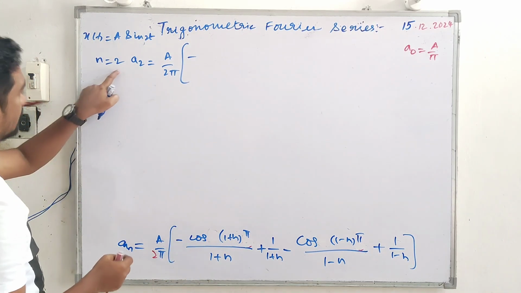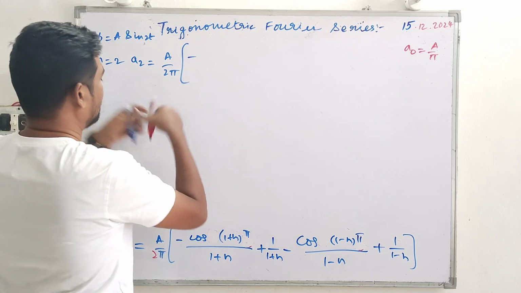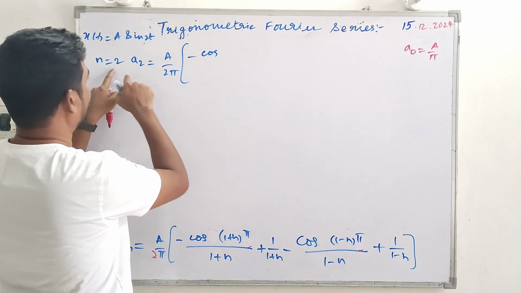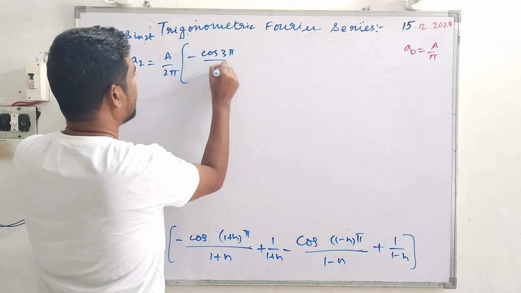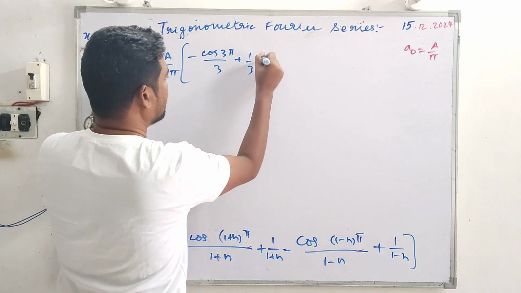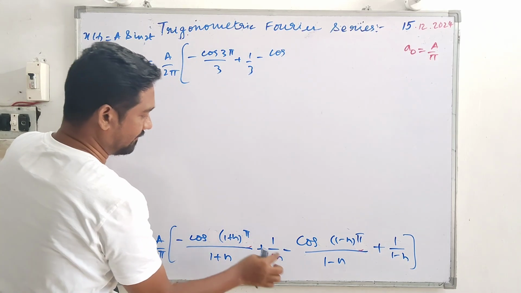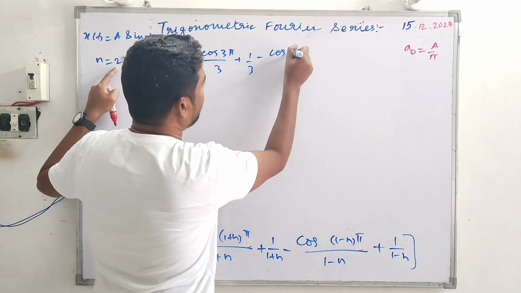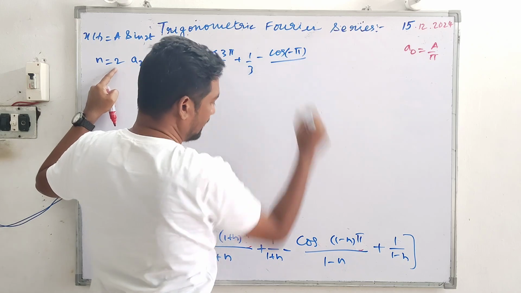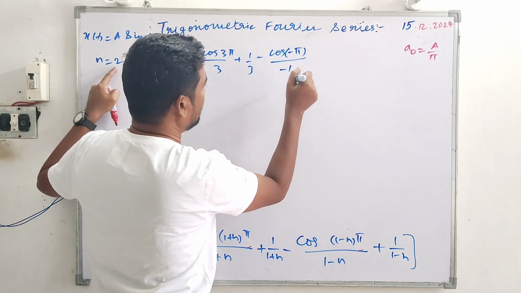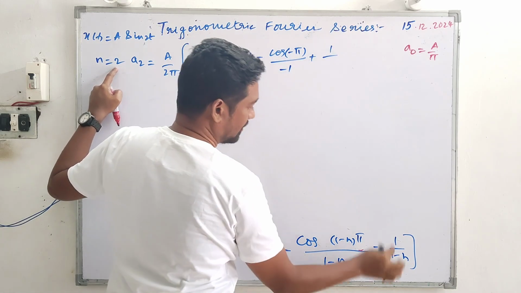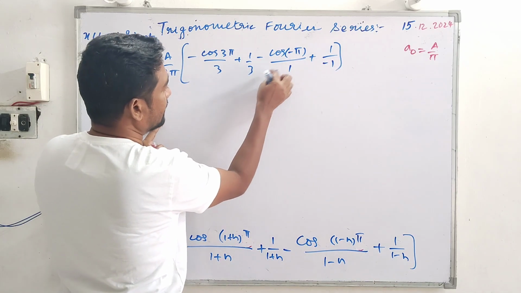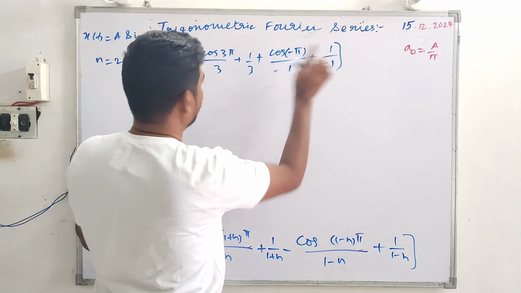Alright. So n equal to 2. N equal to 2 in the sense minus, this will be cos of (1 plus n), in the sense 1 plus 2, 3 pi by 3, plus 1 by 3, minus cos of (1 minus n), we are going for n equal to 2, isn't it? 1 minus 2, that will be minus pi here, by 1 minus 2, that will be minus 1, and plus 1 by 1 minus 2, that will be minus 1. Here, this negative becomes positive, and we have a negative over here.